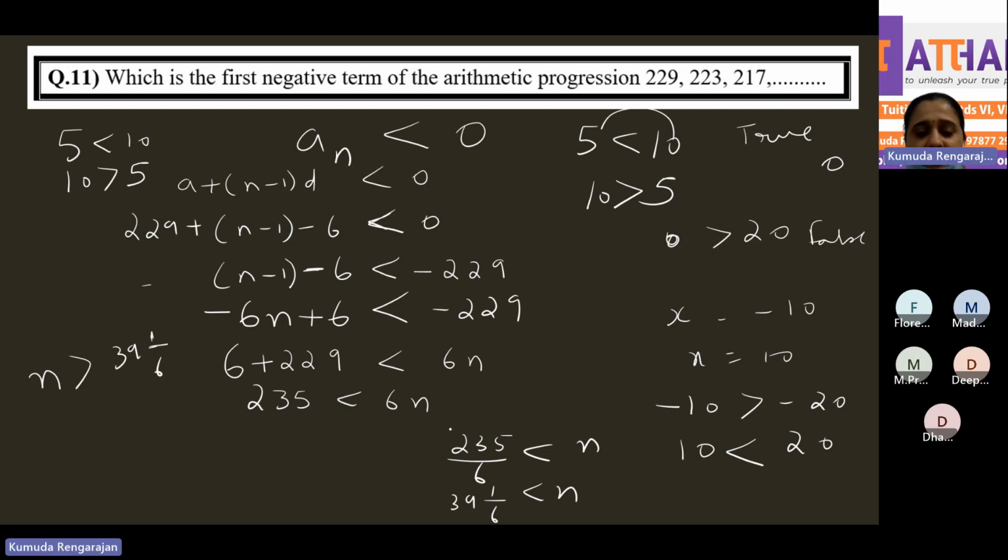So I want to take this 235 by 6 to the right hand side and n to the left hand side. See, both are positive. 235 by 6 and n, both are positive. In my example also both are positive. So I'm taking 10 here and 5 here. I have to reverse the inequality. So if I want to take this here and this one here, I can do that. I can take n here and I can write 235 by 6 here, but I should reverse the inequality. n greater than. So n is greater than 39, 1 by 6. That means the 40th term is the first negative term.